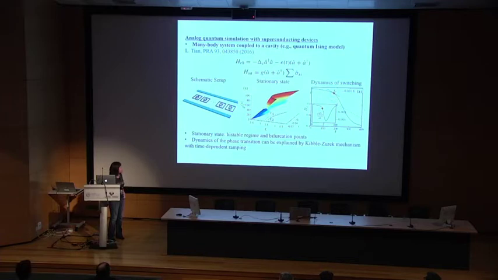And we also studied the transition as the system goes through the bifurcation points. Basically, we look at the dynamics of the switching, and we showed that this can be basically explained by the Kibble-Zurek mechanism. And so the study here actually stimulated what I'm going to tell you in the second part, which I'm going to start now.